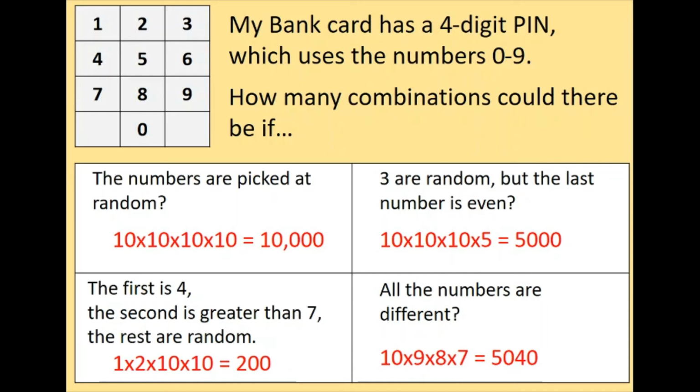If all the numbers are different, I had 10 choices to begin with, but on my second number, I've used one of them up, which means I've only got 9 left. And then by the time I get to the third one, I've used 2 digits up, so I've only got 8 left. And then my last number, I've only got 7 to choose from.